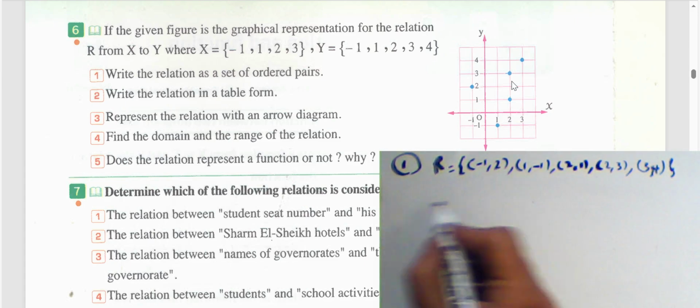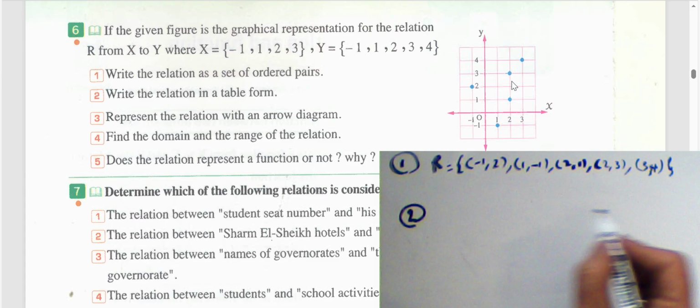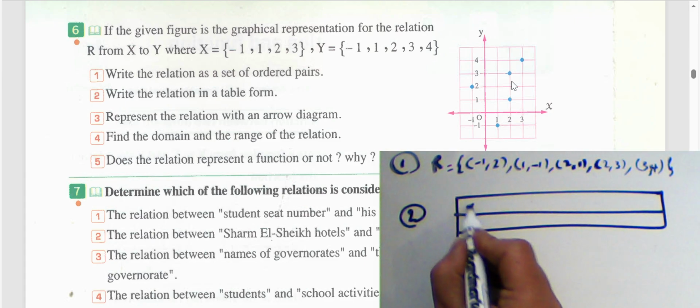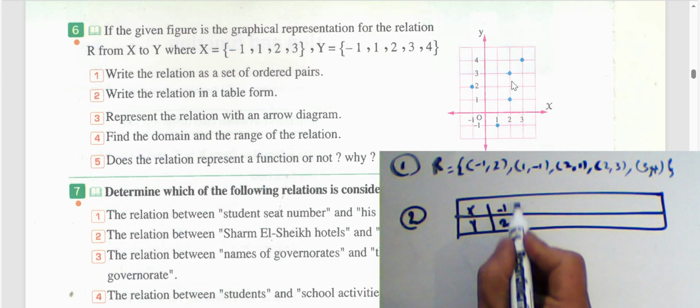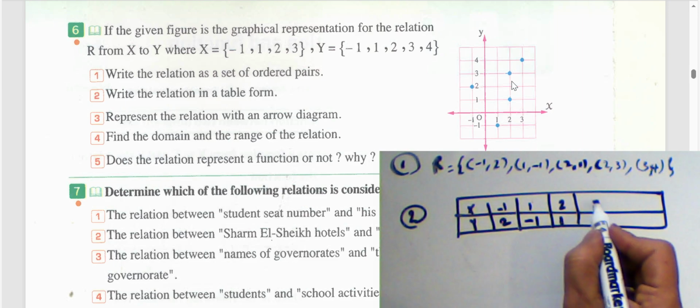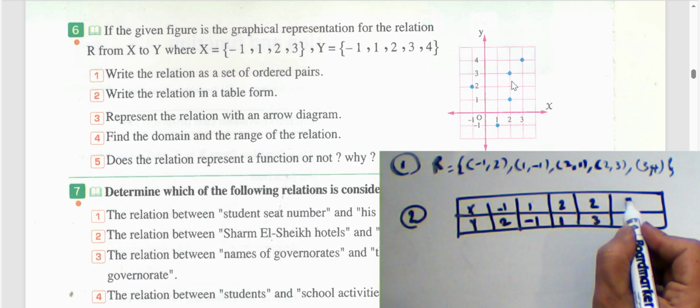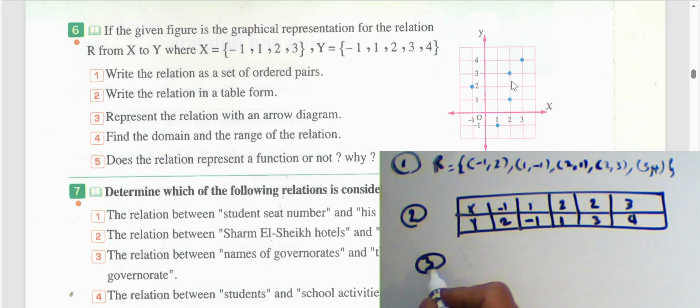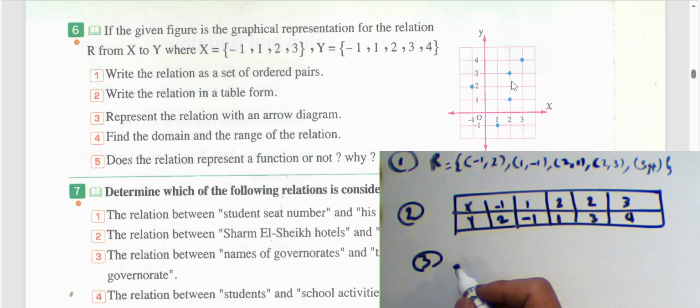And then number 2, we want to find the relation in a table. We can draw a table like this and write the images x and y: -1 with 2, 1 with -1, 2 with 1, 2 with 3, and 3 with 4. Number 3, we want to represent it by an arrow diagram.